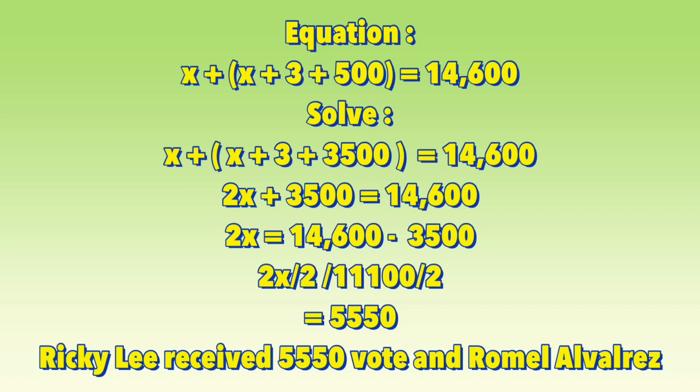Then since we're solving for x, we are going to divide both sides by 2. So 2x divided by 2 equals x, 11,100 divided by 2 equals 5,550. So for Ricky Lee, since Ricky Lee is the x, received 5,550 votes.